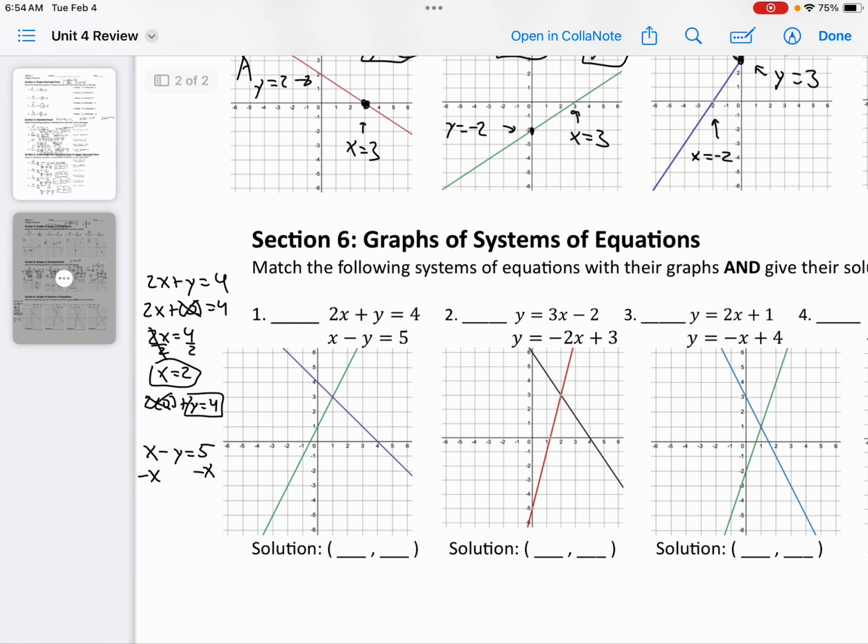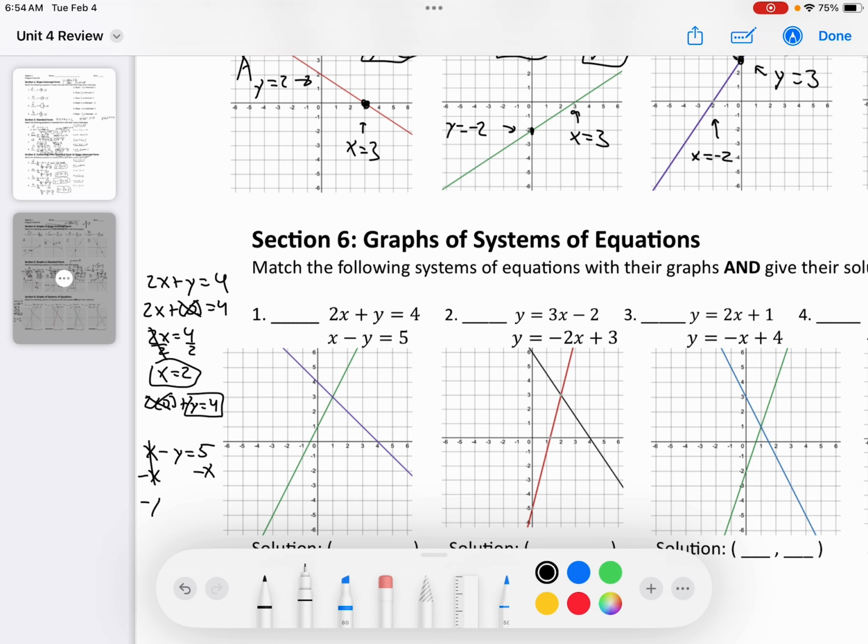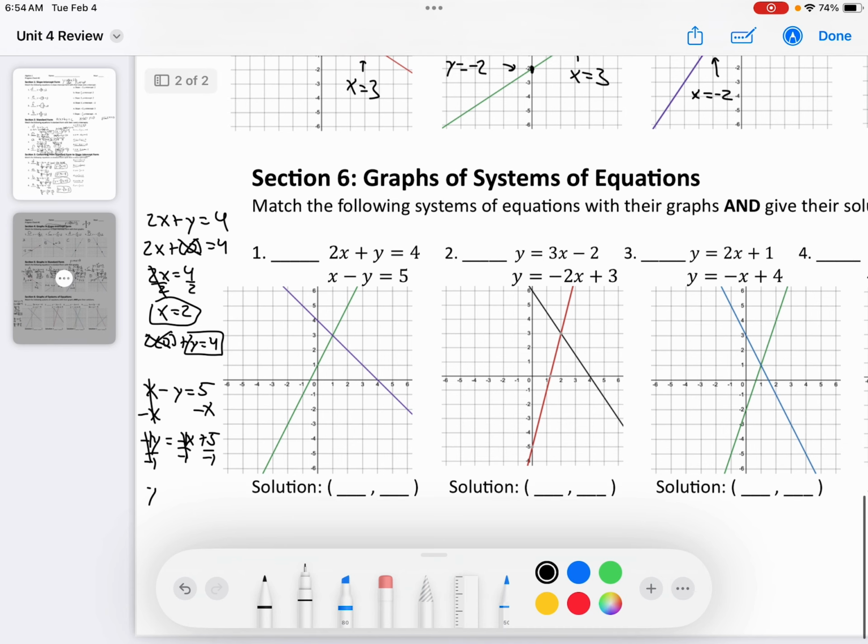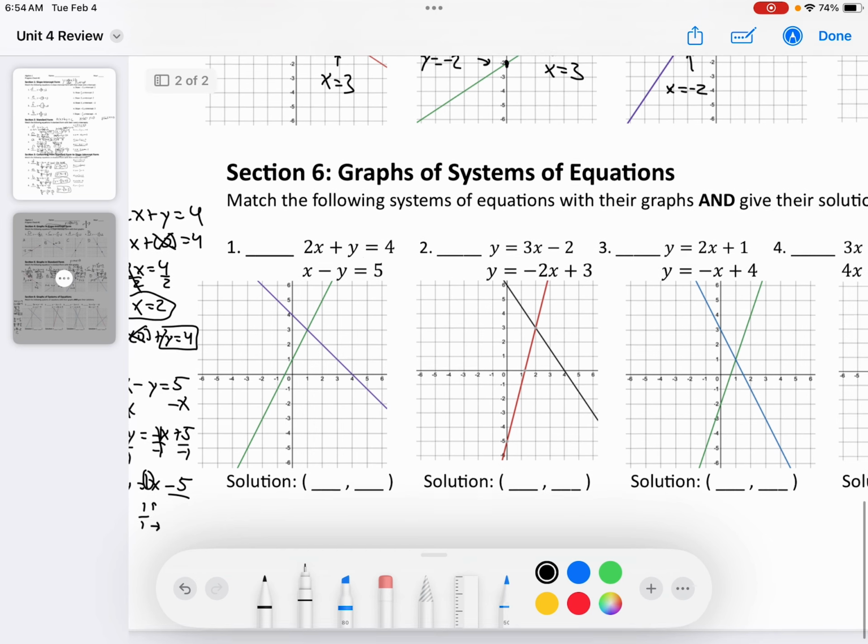Yes, we're subtracting x on both sides, and we have negative y equals negative x plus 5, divided by negative 1. So this is going to give me y equals a positive x minus 5, which means I'm looking for a graph that would cross the y-axis at negative 5 and would have a slope of 1, meaning I should be going up 1 and right 1. So let's look for the graph that matches that.